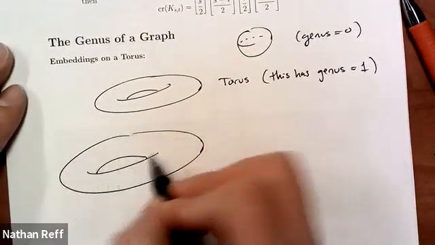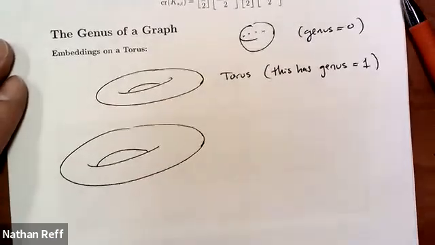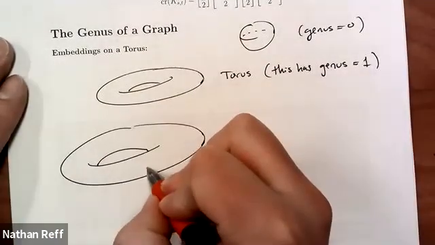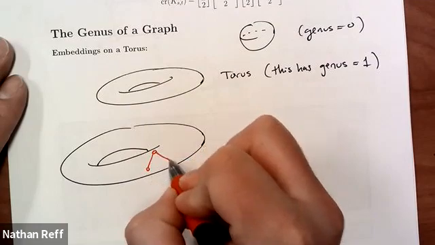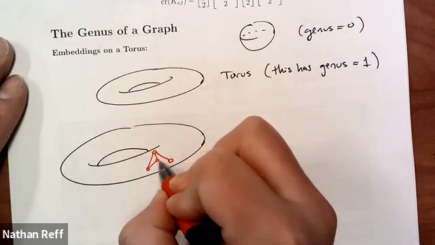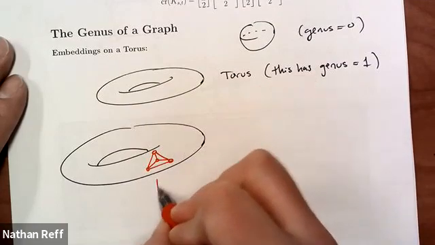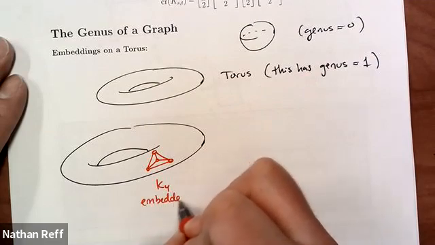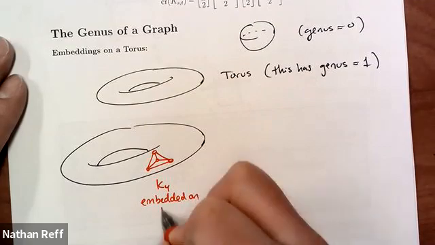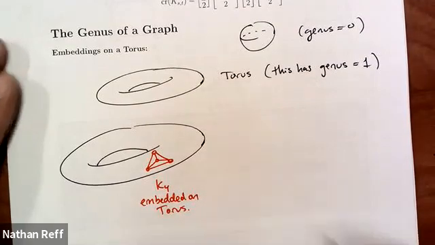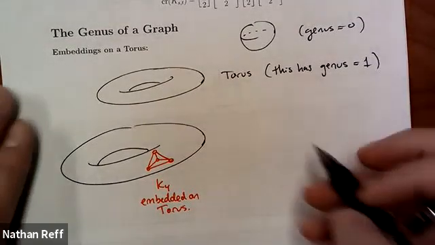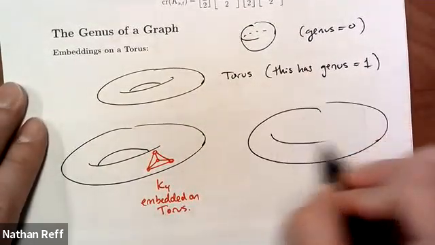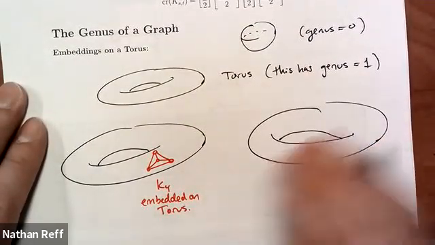So K4, I can definitely embed on this torus, right? I can embed just the normal way. Here's K4 embedded on the torus, okay? But here's a different embedding, okay? So here's a completely different one that's unique to that one, okay?